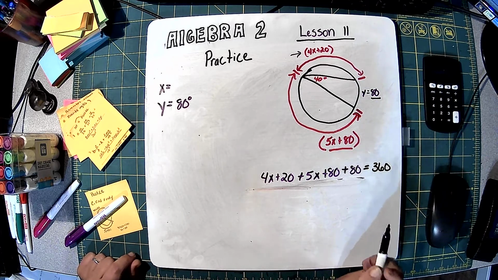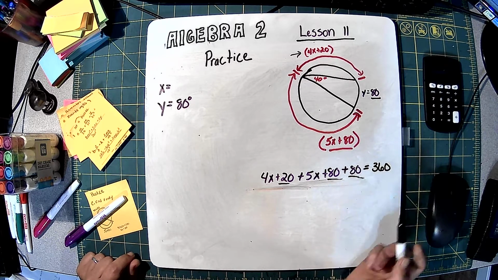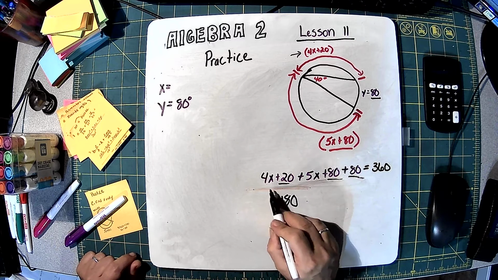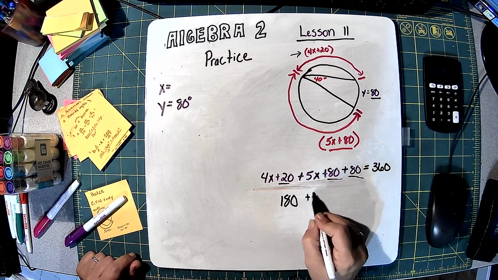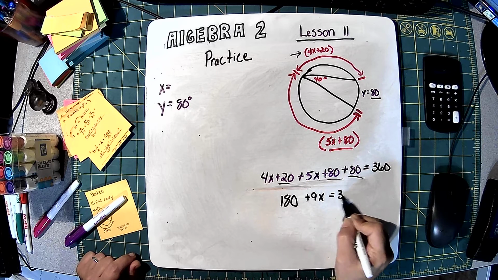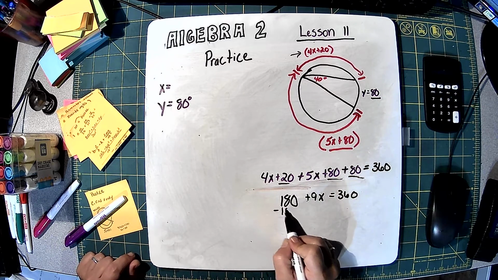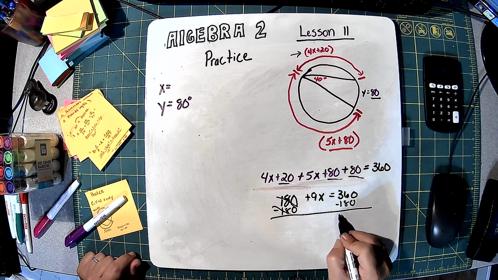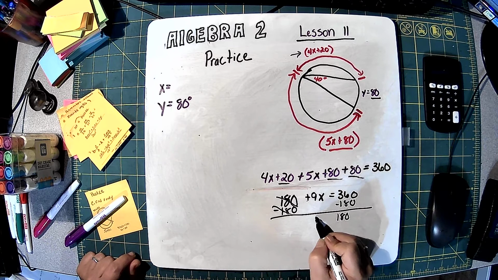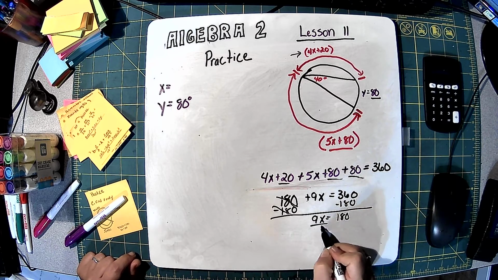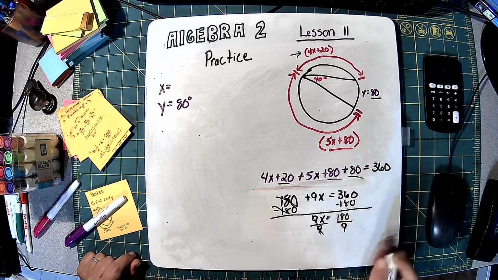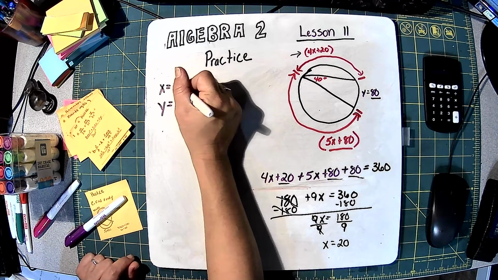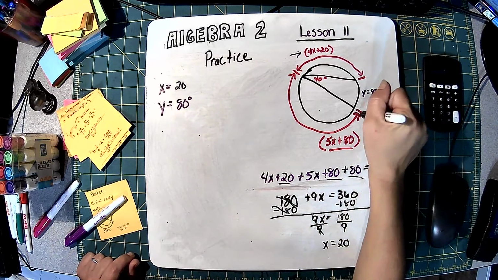Okay, so we're going to add like terms first. We've got 20 and 80 and 80, which would be 180. Then we've got 5x and 4x, which would be 9x. Now we're going to subtract 180, and that's going to be 180. 9x equals 180, and then we divide by 9, and x would equal 20. So x equals 20.